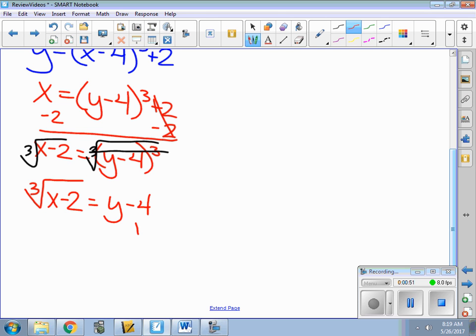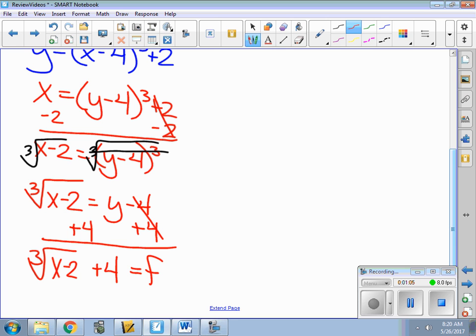Last step is just to add the 4 over. Be careful, 4 is not like terms with negative 2 because it is not under a cube root. So I get the cube root of (x minus 2) plus 4 is on the outside. And instead of equal to y, I'm going to use function notation and say that it's equal to f inverse of x. Okay, so here's my inverse.